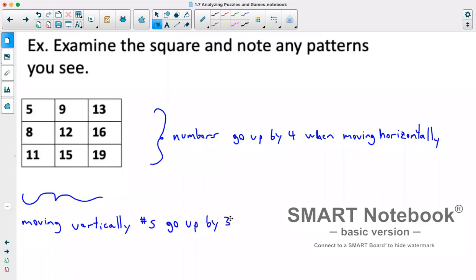Now, we can also look at potentially adding these. So 5 plus 9 is 14. Plus 13 gives us 27. 8 plus 12 is 20. Plus 16 is 36. 11 plus 15 is 26. Plus 19 is 45.